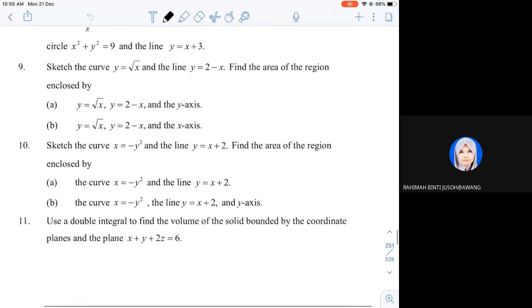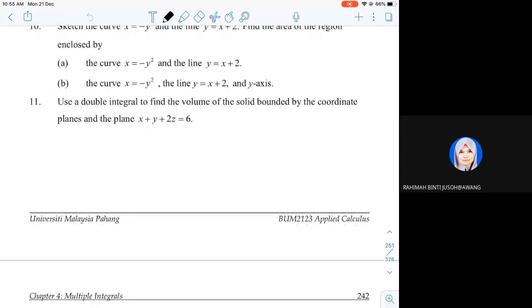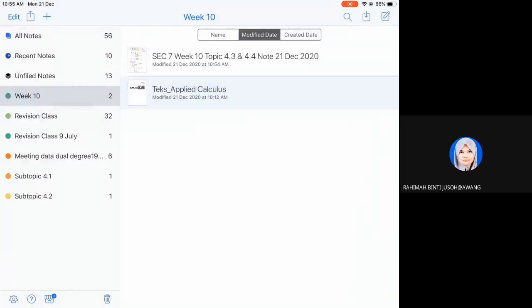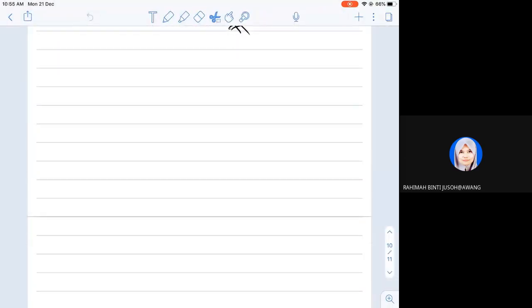Okay, so I think you can proceed with this integration on your own. All right, so question number 9, number 10 is quite simple. Let's say we do question number 11 for the volume. Okay, we have volume here. So let us do question number 11 before we proceed to topic 4.4.